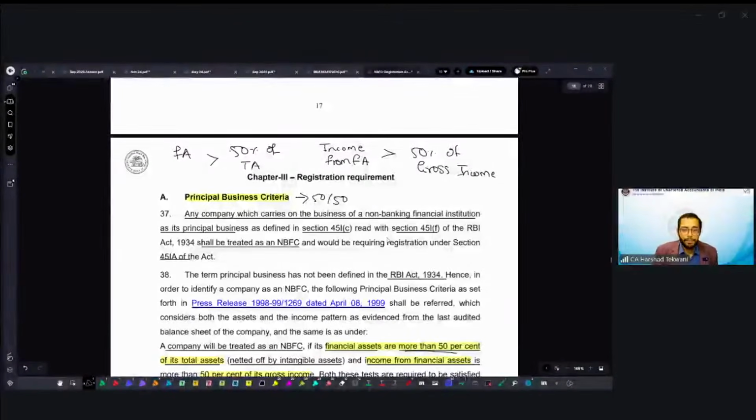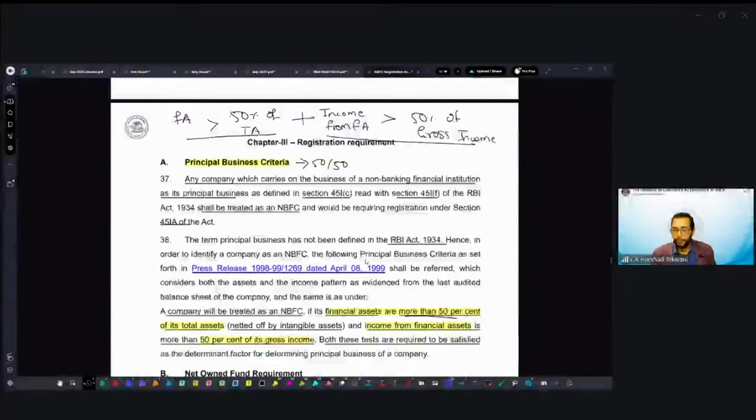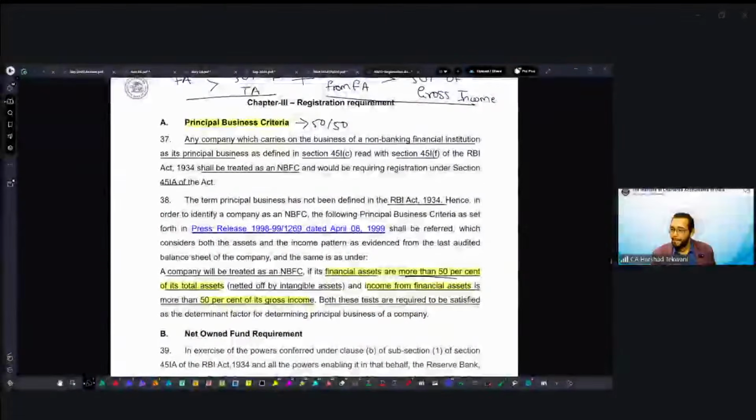And both the tests have to be satisfied. If you satisfy both the tests, then only a company can be treated as an NBFC. That's the principal business criteria. Clear? That's the principal business criteria, and that is coming from a press release dated 8th April 1999. Any doubt till now, on the introduction of what is NBFC?